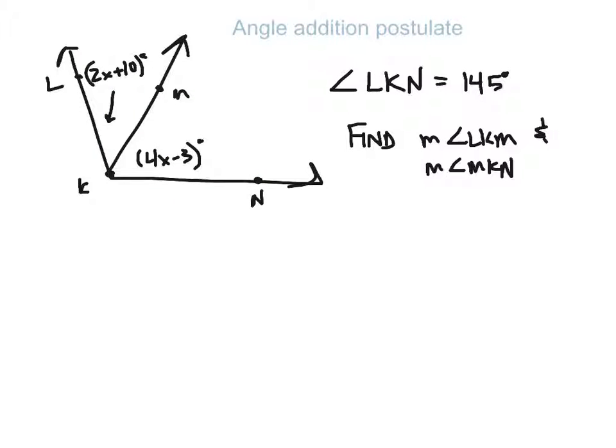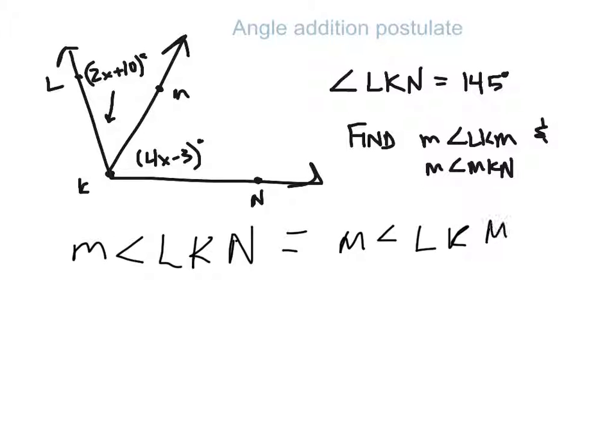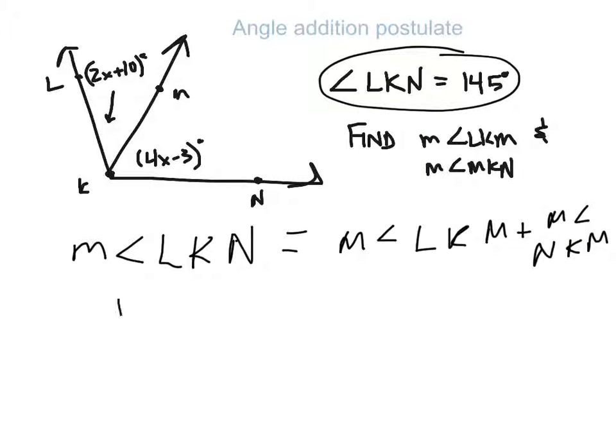Just like we had segment addition in the last section, today we're going to deal with angle addition. Angle addition postulate says that the measure of angle LKN is equal to the measure of angle LKM plus measure of angle NKM. And we're going to just substitute in what we have that is given to us, 145. We've got the 2x plus 10, and we have 4x minus 3.